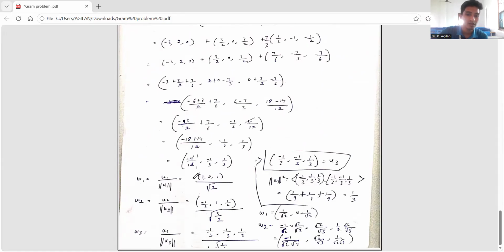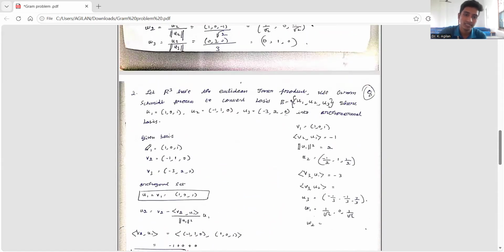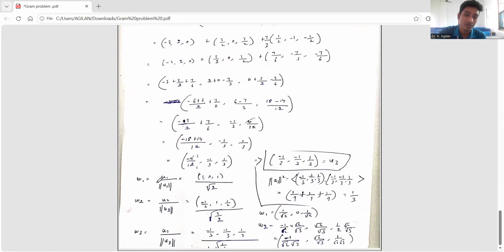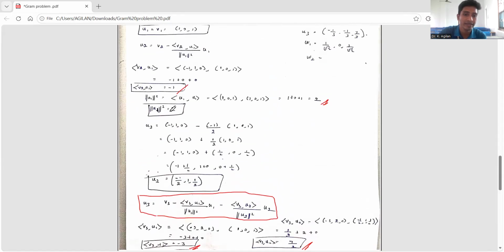And now the orthonormal basis, right? W1 is nothing but U1 by norm of U1. W2 is nothing but U2 by norm of U2. W3 is nothing but U3 by norm of U3, right? So U1 is 1 comma 0 comma 1. Substitute here. And also we know the value of norm of U1 square, which is 2, which means norm of U1 equals square root of 2, right?